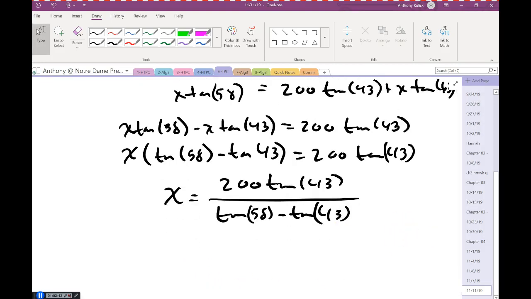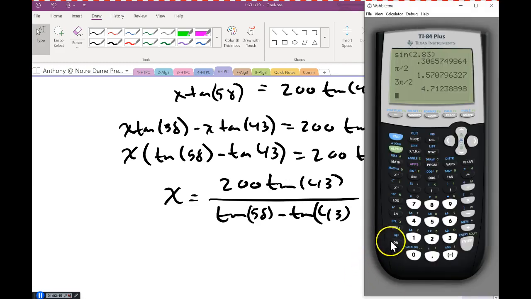And when I type that into my calculator, I'll get an answer for x. And then I can use that answer to solve for h. When I do this, though, I have to be careful because I have to make sure I'm in the correct mode. What mode should I be in? Degrees, because if I remember, these angles were measured in degrees.